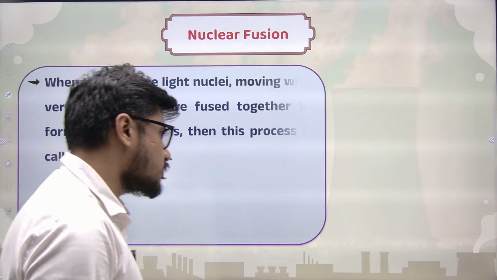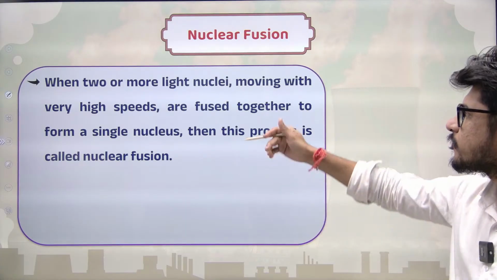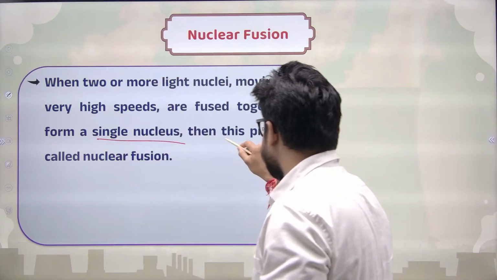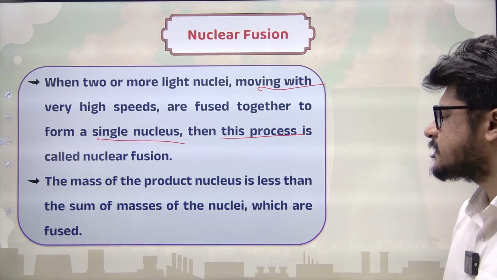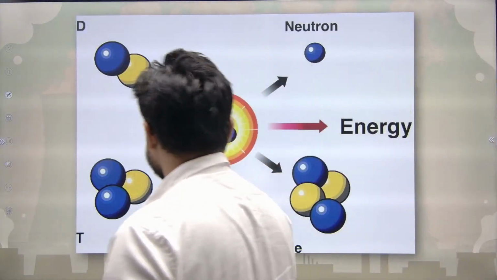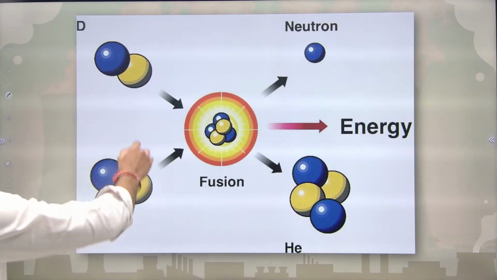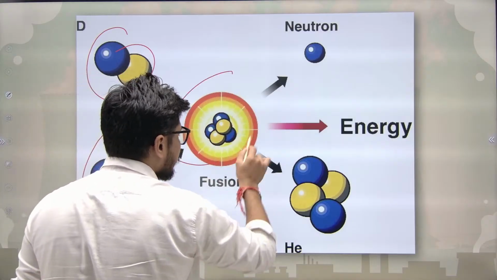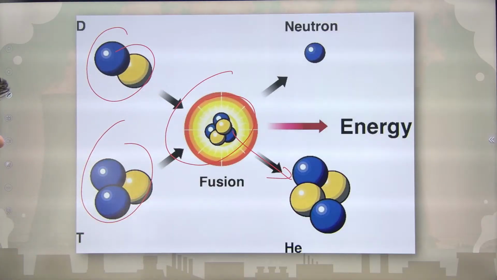In the nuclear fusion process, two or more lighter atoms combine, collide, and fuse together to form a single nucleus. This process is called nuclear fusion. As we have discussed, the mass of the product nucleus is less than the sum of the masses of the nuclei which are fused. Obviously, when deuterium fuses together, it creates helium. The end product would be lesser than the starting product.